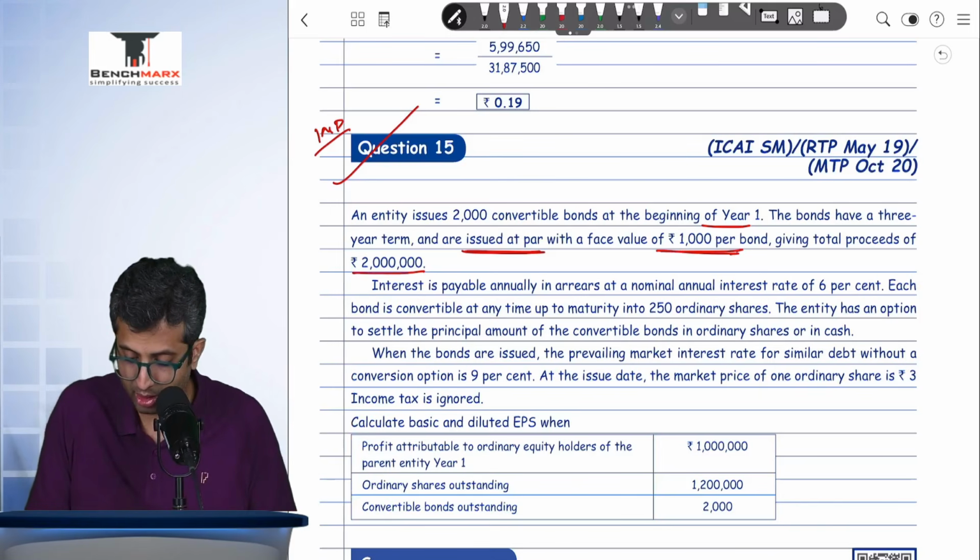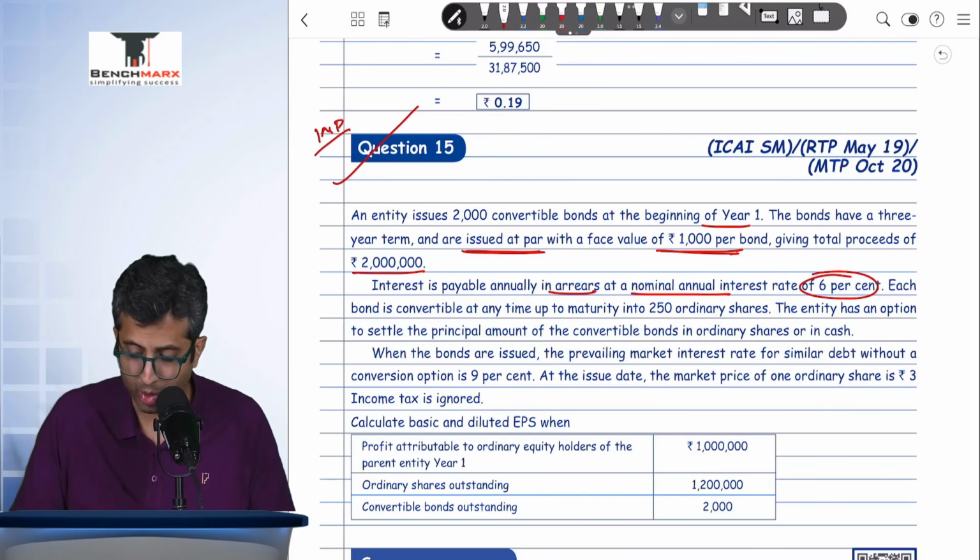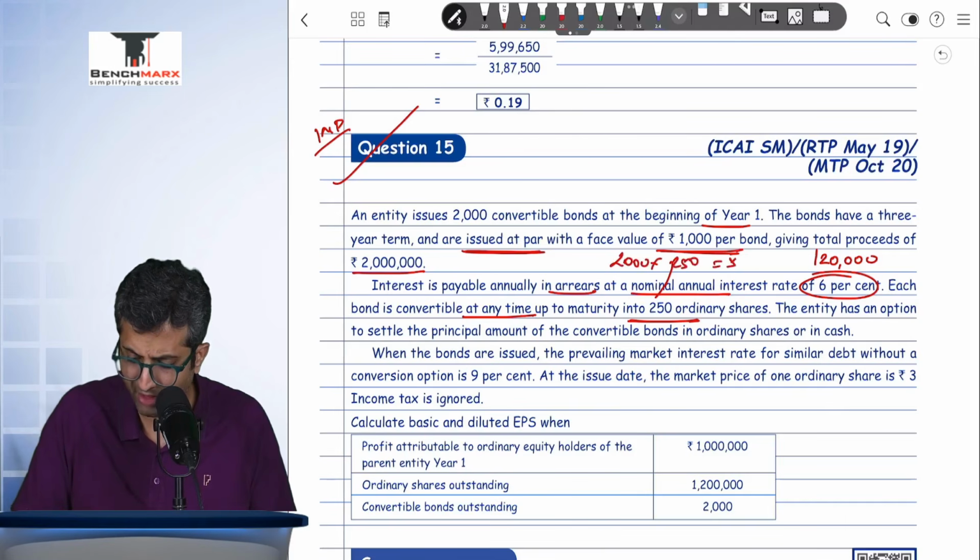Interest is payable annually in arrears. Arrears means at the end of the year at a nominal amount of 6%. So 6% into 20 lakhs, can I say this will be 1,20,000 per annum. Each bond is convertible at any time up to 250 ordinary shares, and hence if there are 2000 bonds, 2000 into 250 will come to maybe 5 lakh potential equity shares.